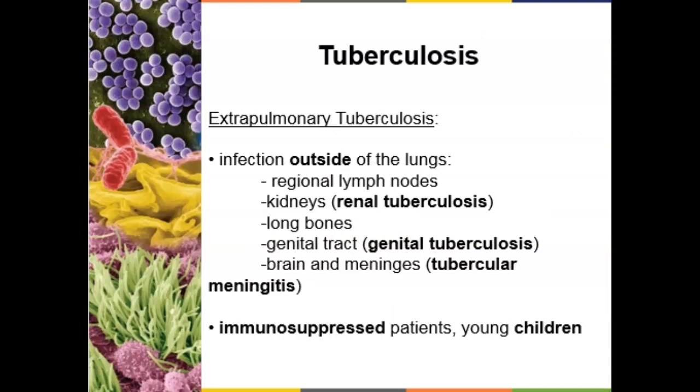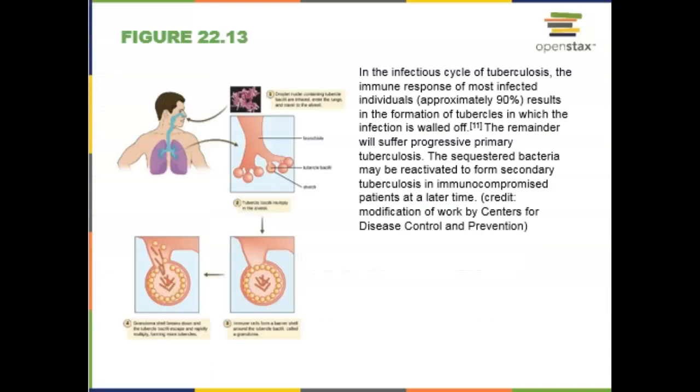Then there's extrapulmonary in your textbook, the miliary, where it's outside of the lungs, extrapulmonary. And so the bacteria get out of those tubercles and they move from the lungs, and so they can go to the regional lymph nodes, they can go to the kidneys, they can actually go to the bone, genital tract, and then the brain and meninges. This is not a good sign for the patient for survival. This is typically only going to be seen in immunosuppressed patients, and then also young children if they happen to come into contact with the bacteria and get the disease.